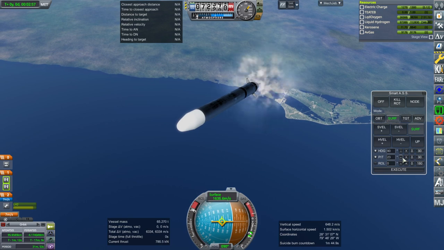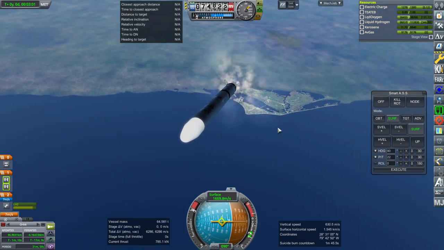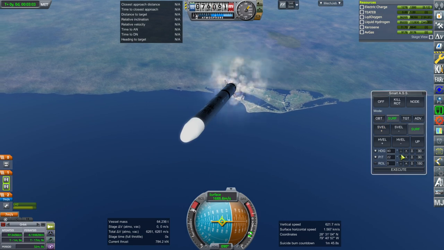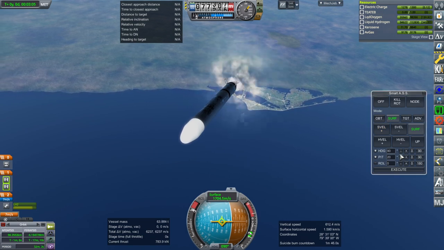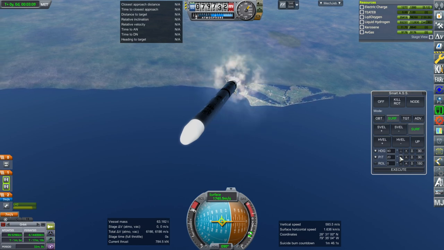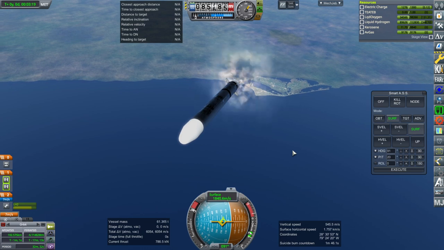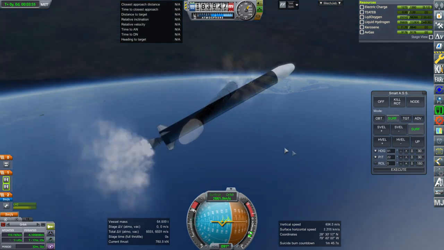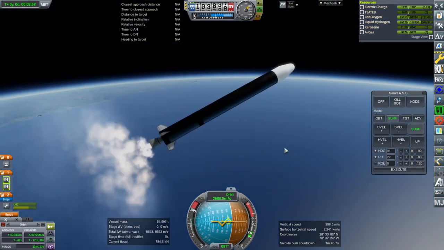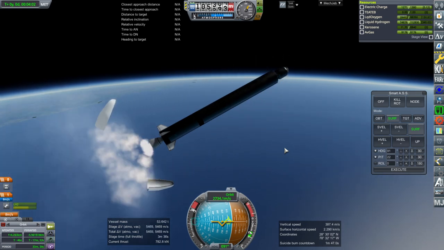But this does suggest a few things. If you can get a decent payload on a single stage to orbit system with this engine, it suggests many things, in fact. The possibilities are endless. Okay, fairing separation. All good.